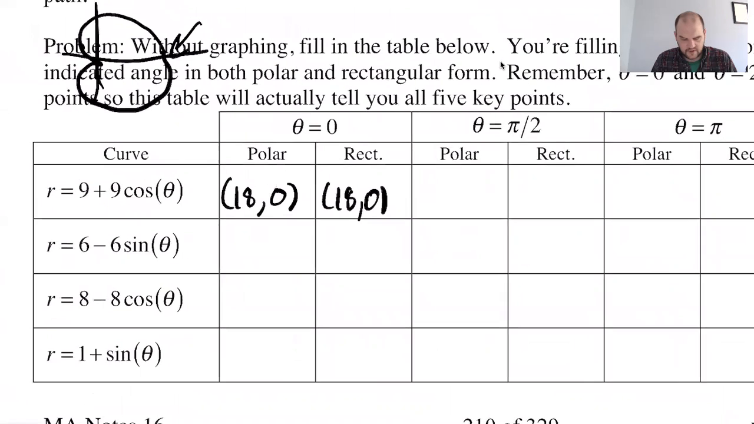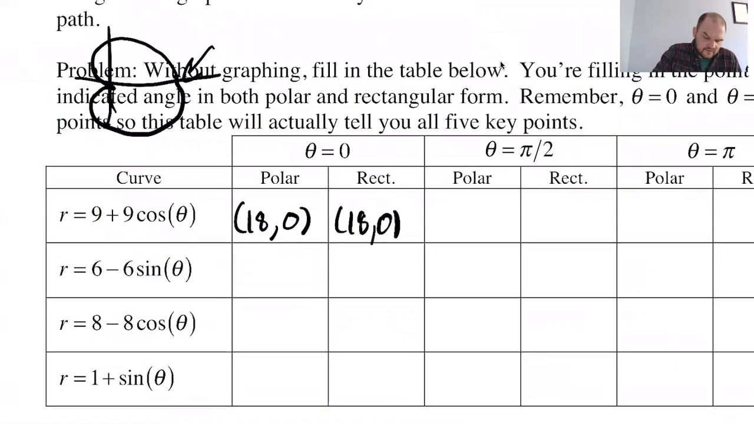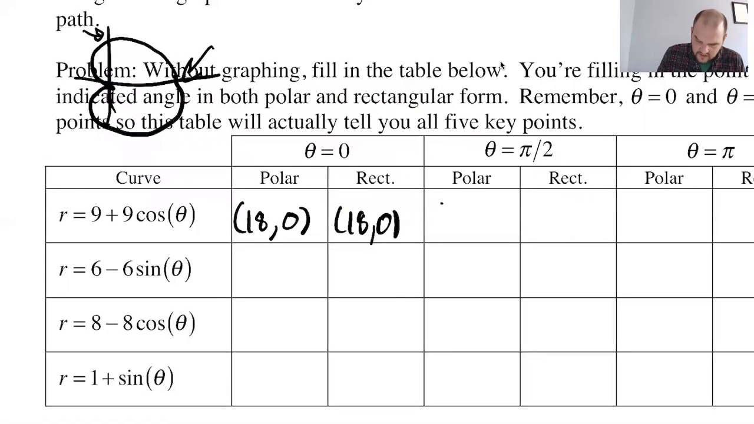Then we're going to swing up to here, right? In polar, the angle is definitely pi over 2. I am 9 units away from the origin. So in polar, that's going to be 9 comma pi over 2. But in rectangular, you're just on the y-axis, and you're 9 units from the origin, which means you must be at the point 0, 9.